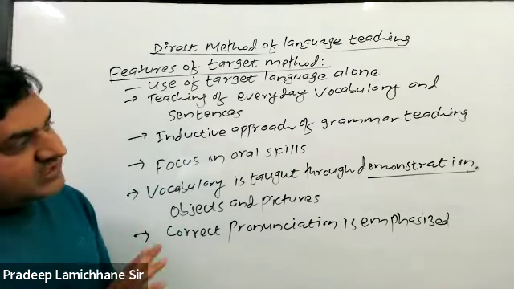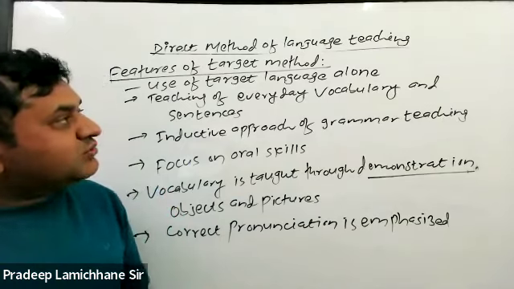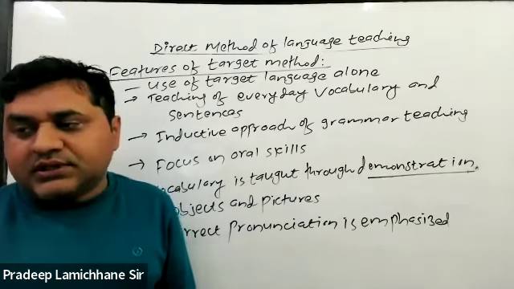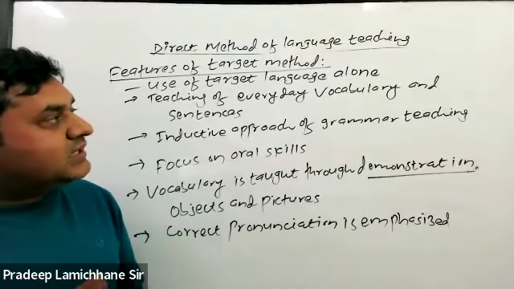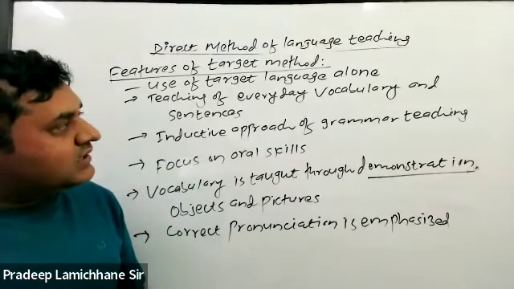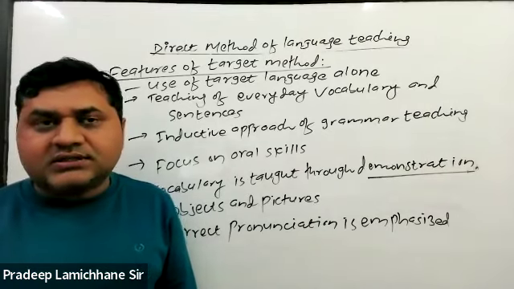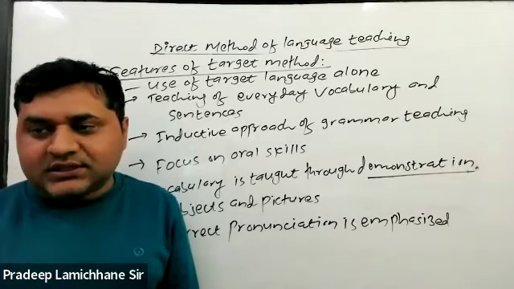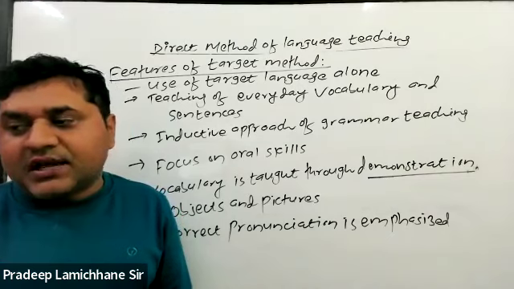What are the features of this method? We have 10 to 15 features of this method. Use of target language alone. In direct method, we use only target language. Second thing is that there is a teaching of everyday vocabulary and sentences. The teachers do not teach reading passages and all these things. Teachers pay attention to teaching everyday vocabulary and sentences.